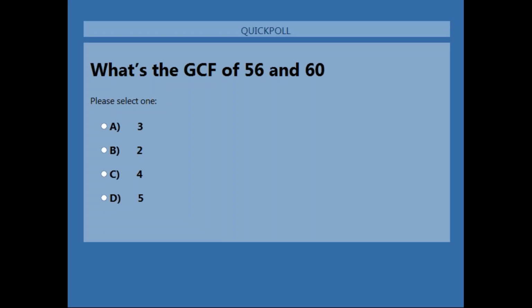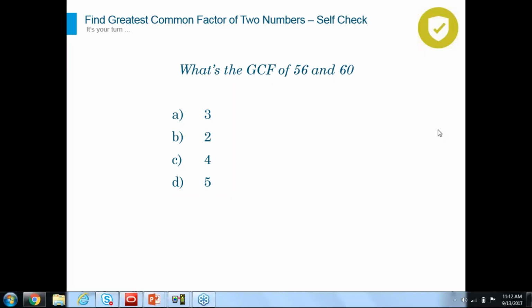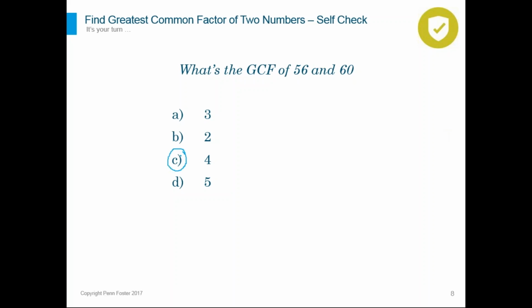Okay, for those questions, I'm going to share my answers, and I'm going to probably do that question with you. I usually do not. I just give you the final answer, but I want to give you one more time how to do the tree method. So I'm going to go ahead and show you the answer. The answer is C. 4 is the greatest common factor between 56 and 60.